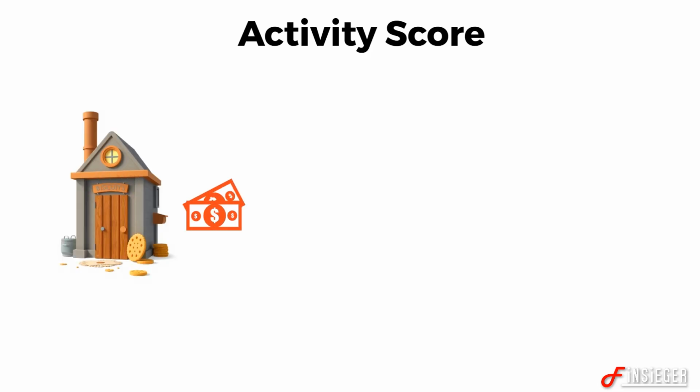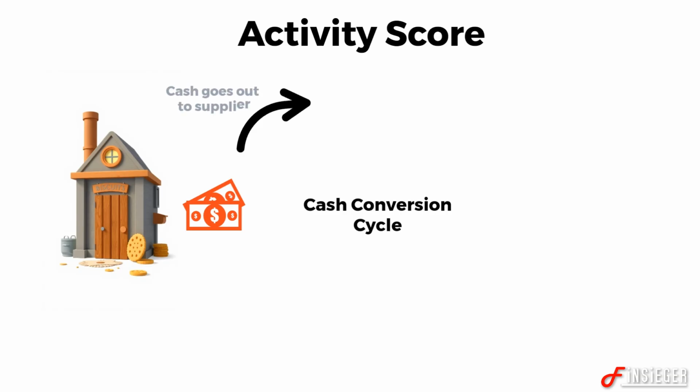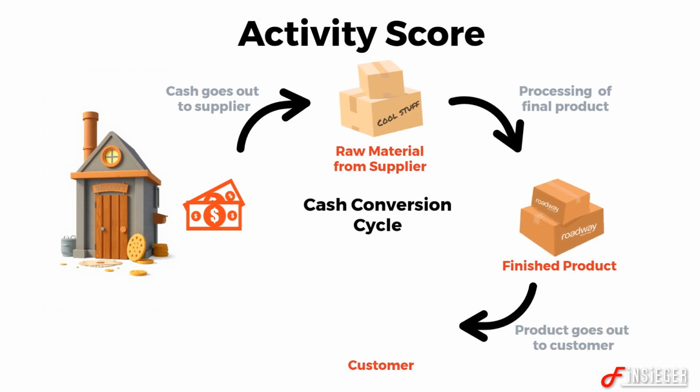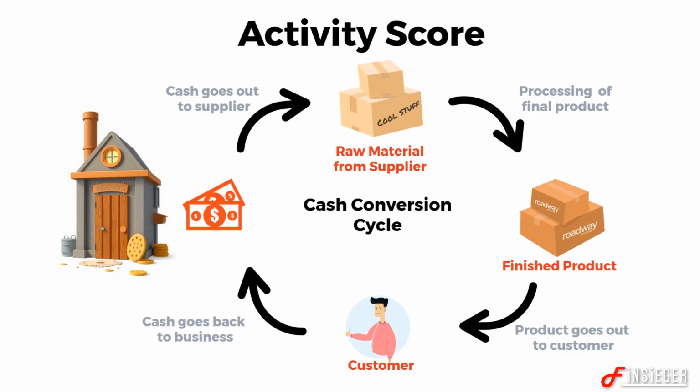Activity score. For the activity score, let's look at the cash conversion cycle, which explains a lot about cash and product management simultaneously. In the cash cycle, cash goes out to the supplier, who provides raw material to the company. Raw materials are processed into the final product, which sits in the company's inventory. The product is then passed on to the customer on credit or on an instant cash basis, which is then received back by the company.